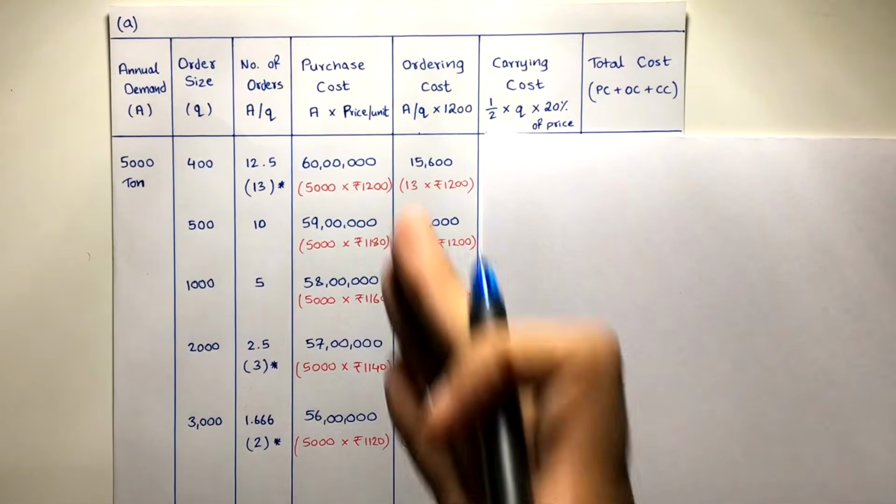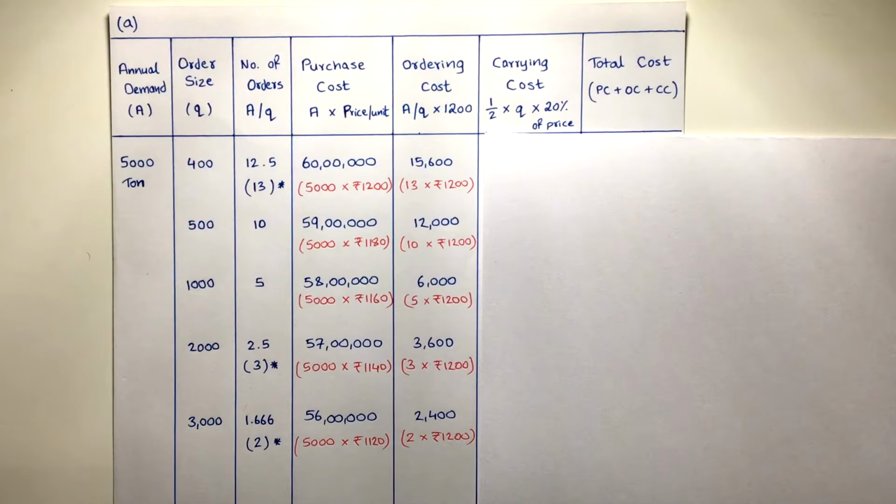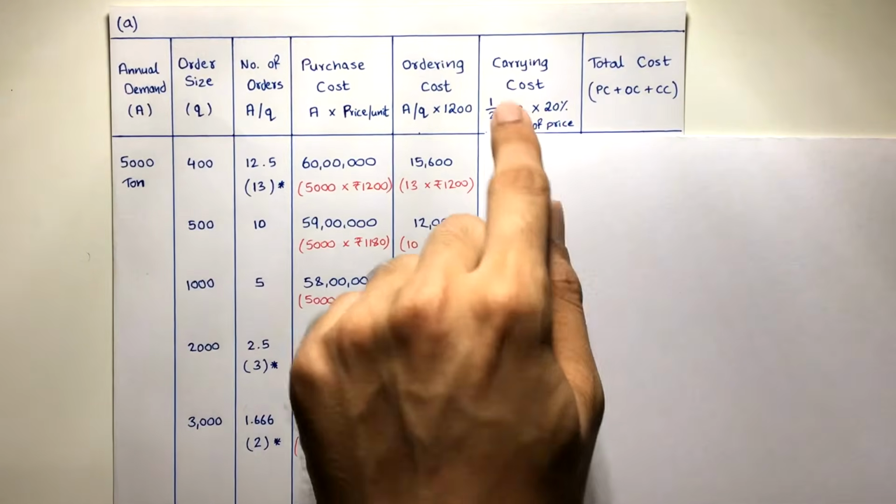Okay, so we have calculated purchase cost of all the levels and ordering cost of all the levels. Is it clear? After this, you have to calculate the carrying cost. Now, what's the formula for calculating the carrying cost?